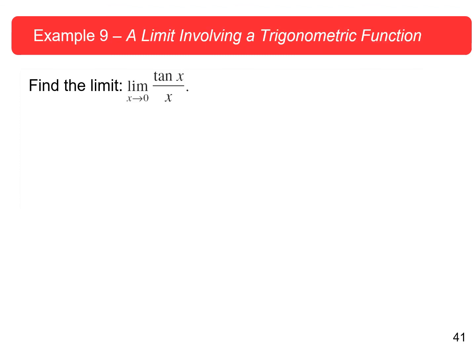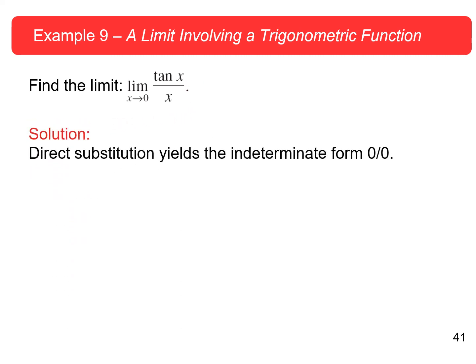Let's take a look at this example and see how we could use those known limits to solve the limit of this trigonometric function. So let us evaluate the limit of tangent x over x as x approaches 0. First, if you use direct substitution, this will yield an indeterminate form of 0 over 0, because tangent of 0 is 0 and x replaced by 0 is just 0.